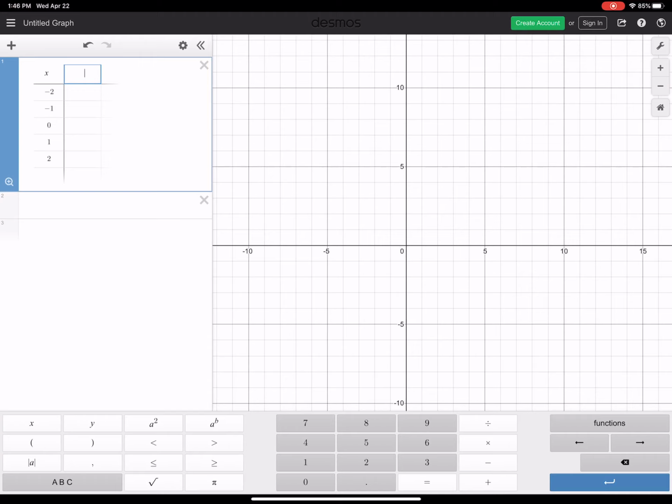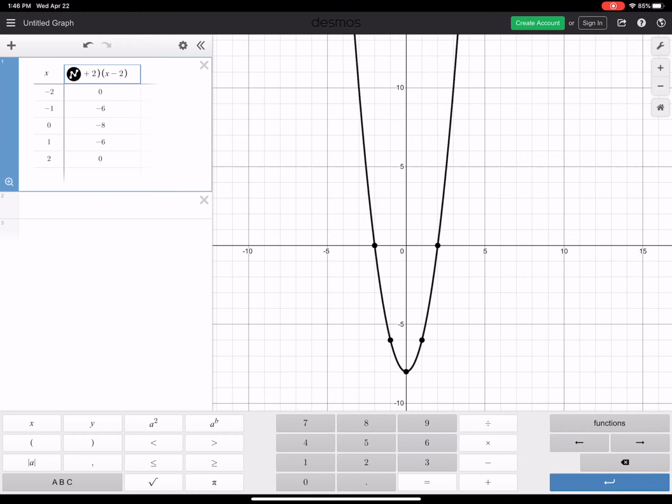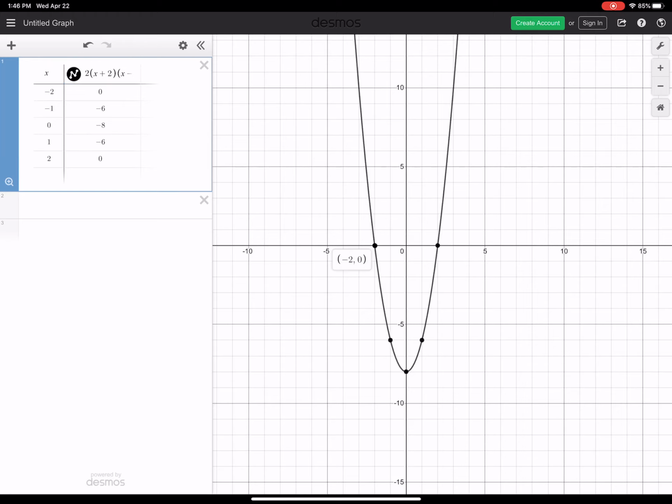We had a 2 that we took out. We had x plus 2, and we had an x minus 2. All right, so if you notice, we have a 0 at -2, a 0 at +2. We said the middle of those two was 0. And if you look at the table, or if you look at the actual graph, your vertex is at 0, -8. Your axis of symmetry would be x equals 0.